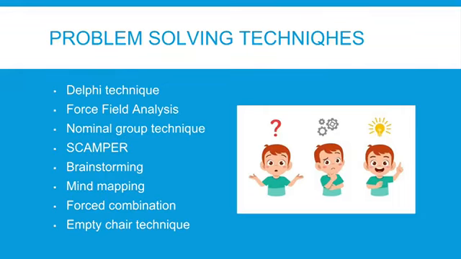Right, grade 12's, the next section. We're going to look at some problem-solving techniques rather. These are the list of problem-solving techniques that you would have worked through. We are only going to focus on the first two there, the Delphi technique and the force field analysis. And I just put the others up so that you are aware of the other techniques that you also need to know about. So it's Delphi technique, force field analysis, which we will look at today. Then there's also the nominal group technique, scamper, brainstorming, mind mapping, force combination, and the empty chair technique.